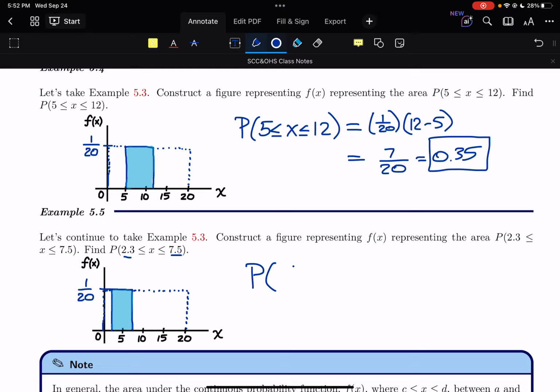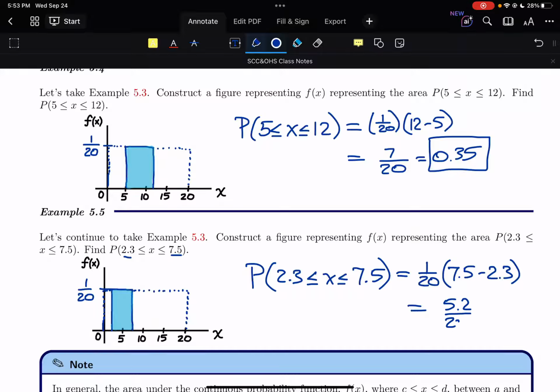So probability that x is between 2.3 and 7.5. The height is still the same. The width is just the difference between these two. So that's 5.2 over 20, which if we go ahead and solve that out, that's 0.26. So a 26% chance that our value will fall in that range.